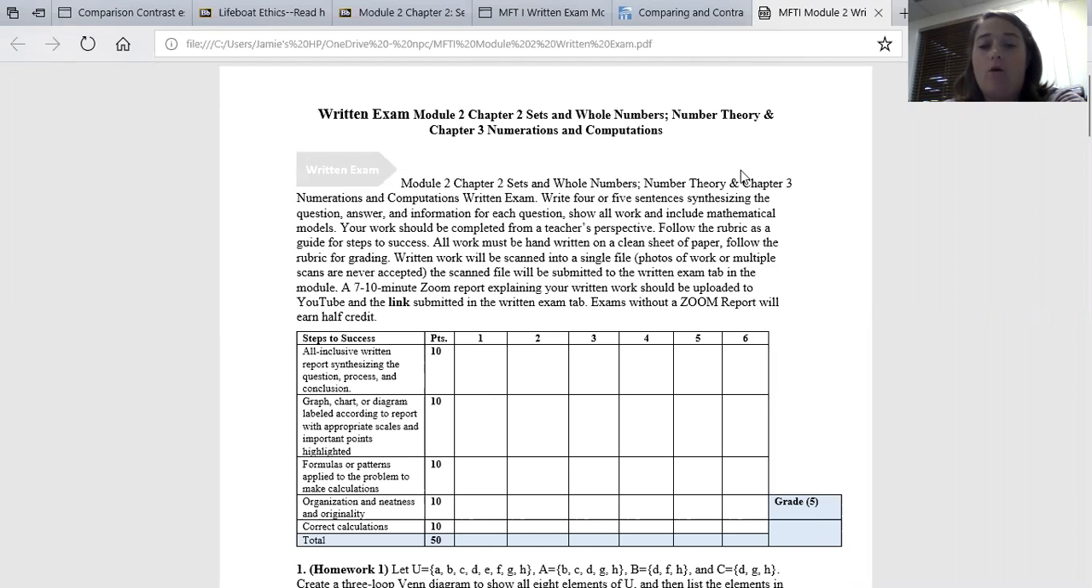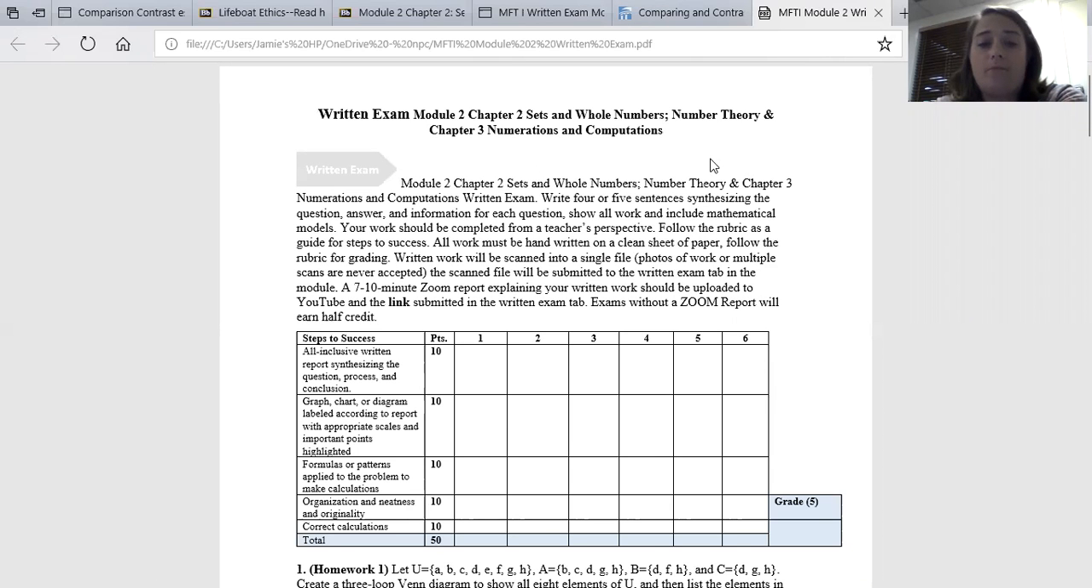My written Zoom report on Module 2, Math for Teachers 1, Module 2. We're going over Chapter 2, Sets and Whole Numbers, the number theory, and Chapter 3, Numerations and Computations.